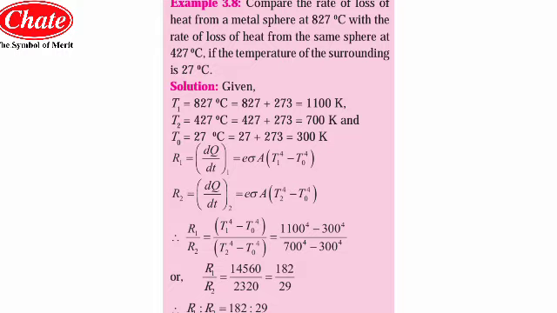R1 upon R2 is equal to 14,560 upon 2,320. If you just divide that, then you will get 182 divided by 29. So this will be the ratio: R1 upon R2 is equal to 182 upon 29. This is the comparison that we have done when the same metal sphere was at the temperature of 827 degrees Celsius and when the temperature of the same metal sphere was at 427 degrees Celsius. So this is how we have calculated the ratio.